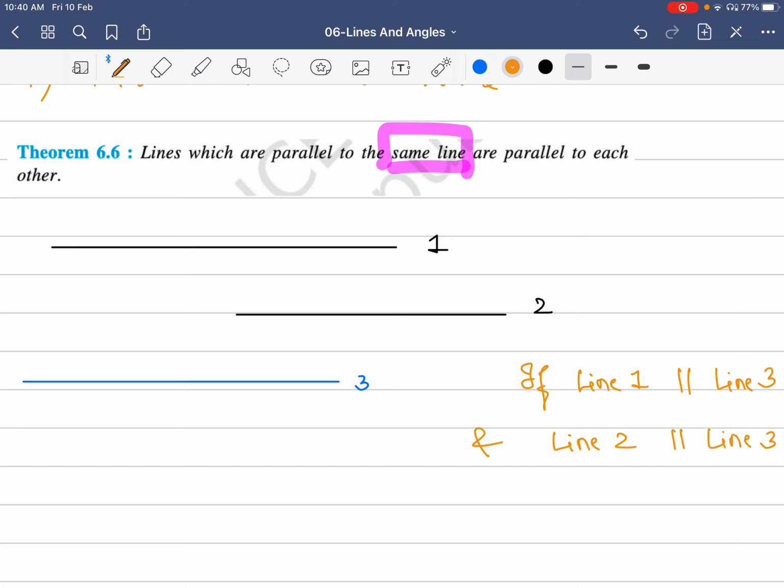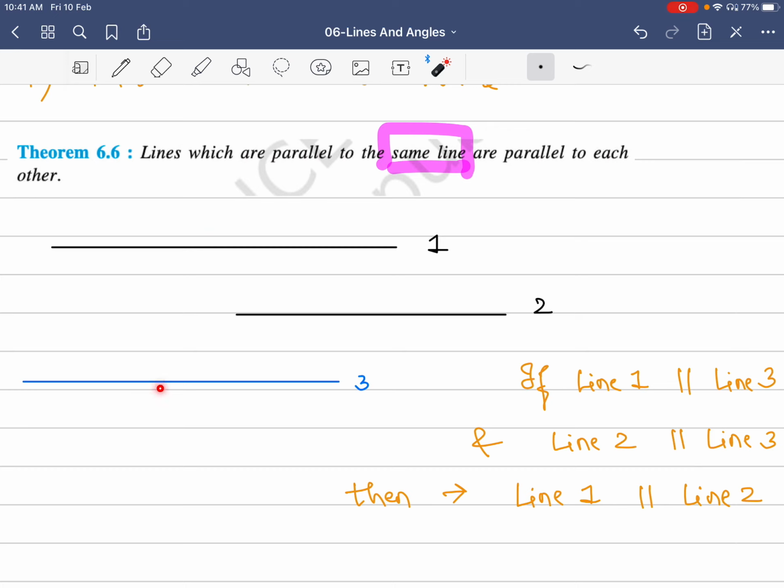So let's read the statement. Lines which are parallel to the same line. This is the important box that I've made. They are parallel to the same line, line 3. Then they are parallel to each other. So if this is the condition, then I'll say line 1 is also parallel to line 2. Quite simple and in a way quite intuitive.